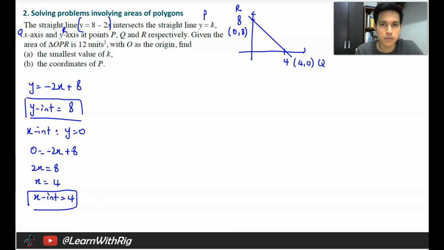We don't know where P is, we don't know where y equals k is, we don't know where this equation is. So y equals k can be anywhere. It can be here, here, here, and anywhere. You can basically find it at any point on this line.